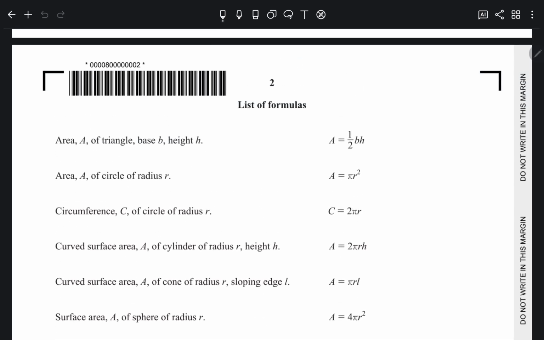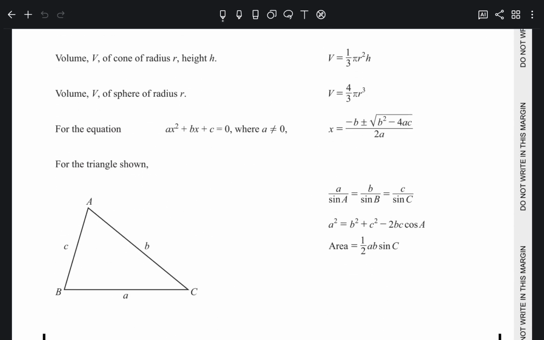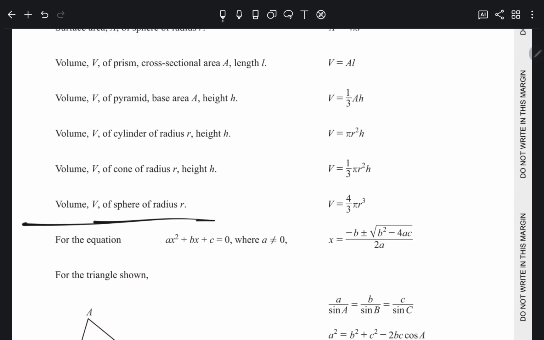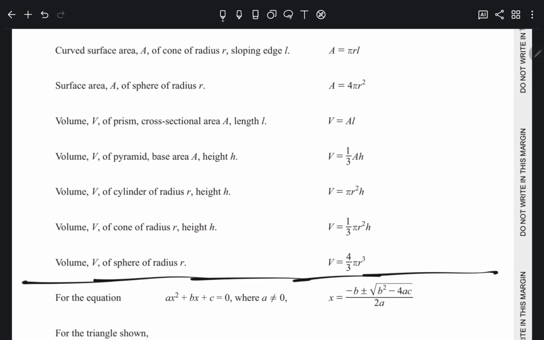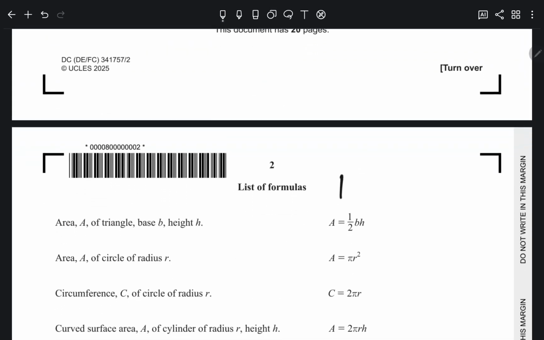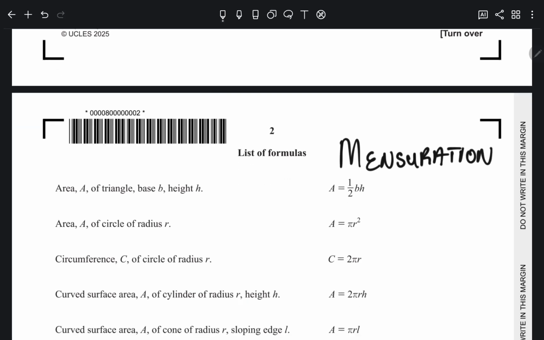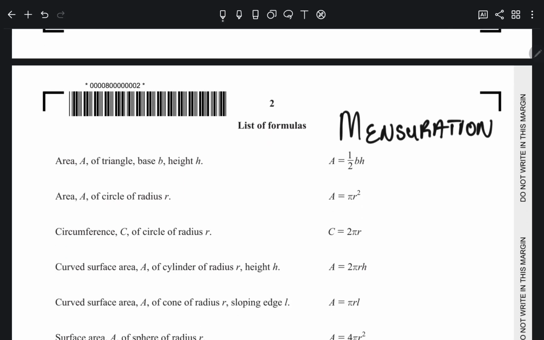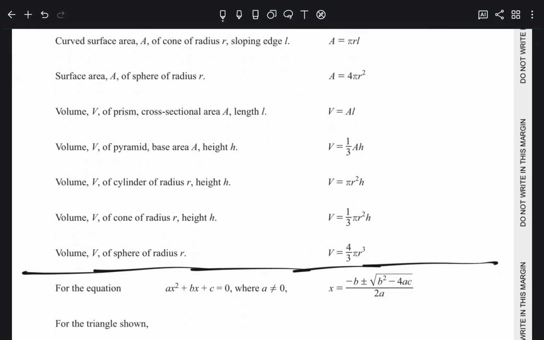Now, remember the formulas. I always want you to remember the formulas. I told you that for the formulas, you should separate them. These ones at the top, most of them, all these until you get to the quadratic equation, are going to be for the topic mensuration, where you are going to be dealing with these shapes and you're going to be asked for volume and the total surface area and areas of things. That is the topic.